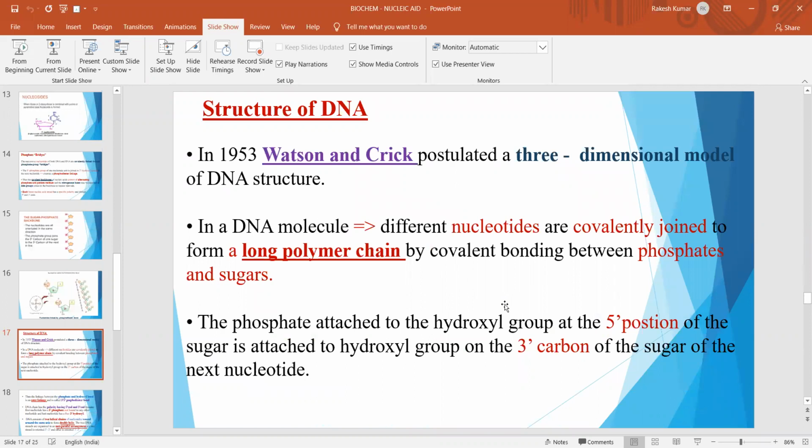The structure of DNA. In 1953, Watson and Crick postulated a three-dimensional model of DNA structure. In a DNA molecule, different nucleotides are covalently joined to form a long polymer chain by covalent bonding between phosphates and sugars. This you have already seen in the diagram. The phosphate attached to the hydroxyl group at the 5' position of the sugar is attached to the hydroxyl group on the 3' carbon of the sugar of the next nucleotide.